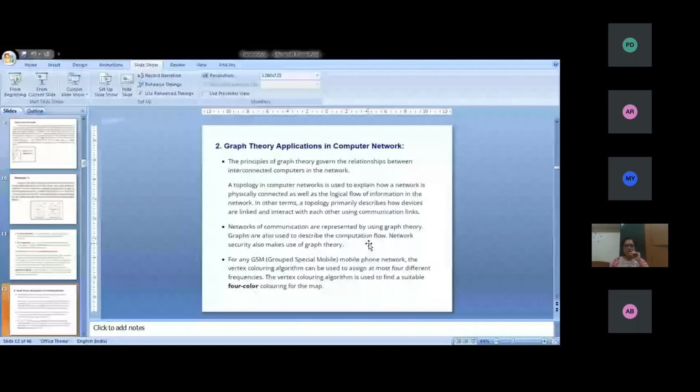Next one is GSM. Already we know this word GSM, Groupe Spécial Mobile. GSM means we have mobile networks. The vertex coloring algorithm is used to assign at most four different frequencies. So we have many frequencies. Here that is where GSM is used. The vertex coloring algorithm is used to find a suitable four color coloring for the map. So we are using this again. Graph theory is used in terms of the vertex coloring algorithm in the GSM mobile network also.